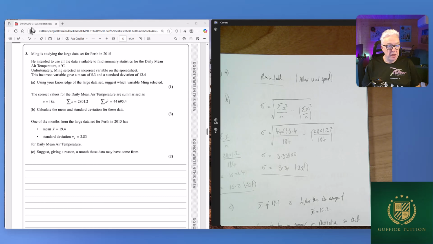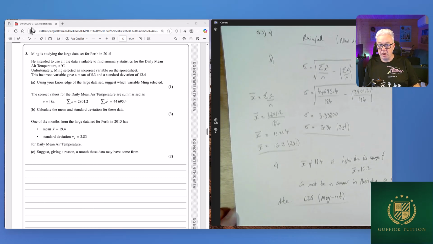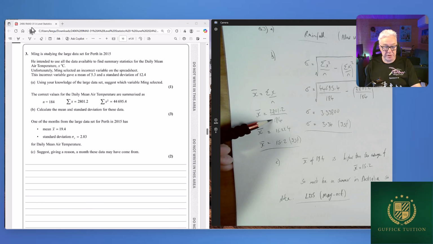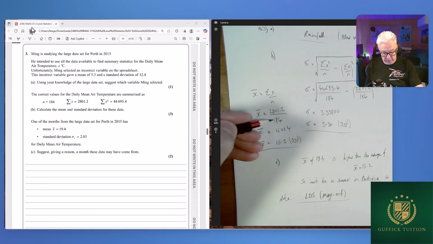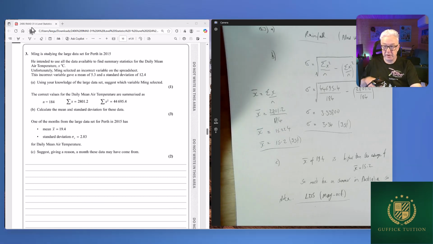Now, it says the correct values for the daily mean air temperature are summarized as follows with those statistics. Calculate the mean and standard deviation for these data. Really nice little bit here. Let's do our mean first. The mean is sigma x over n. We're given sigma x. N we're also given; sometimes we have to remember that, but this time it's 184. So we just calculate our mean as 15.224, or 15.2 to 3 significant figures.